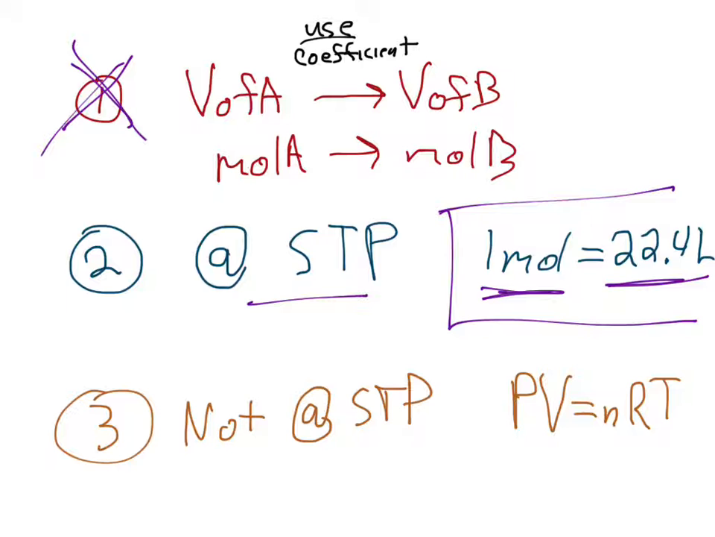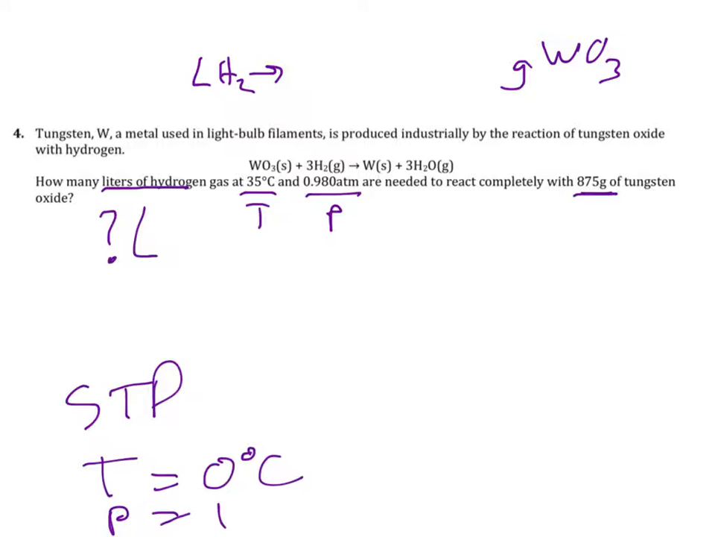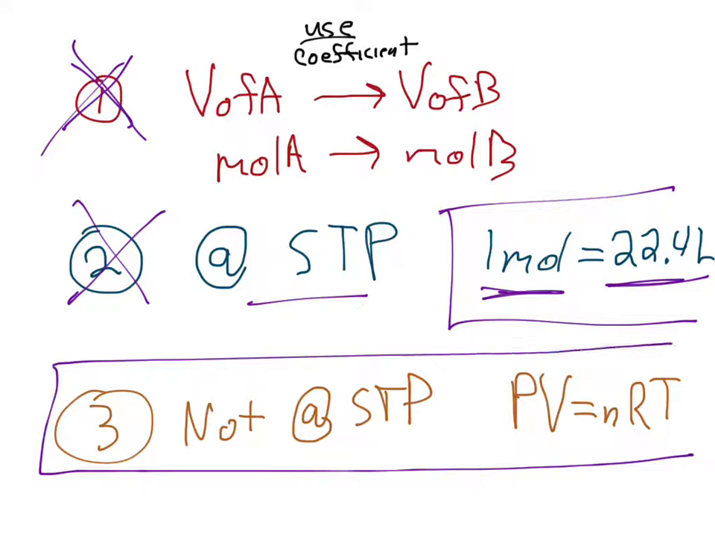Now, is it at standard temperature and pressure? Well, standard temperature is equal to 0 degrees Celsius, and then the standard pressure is equal to 1 atmosphere of pressure. Notice how that is not the pressure or the temperature that we are at. Instead, we are at a different temperature and pressure. So because we are not at standard temperature and pressure, it's not going to be this. Instead, we are in this situation right here where we're somehow going to have to use PV equals nRT.